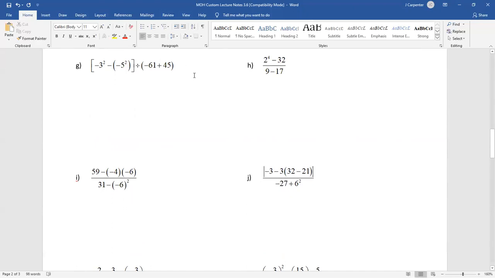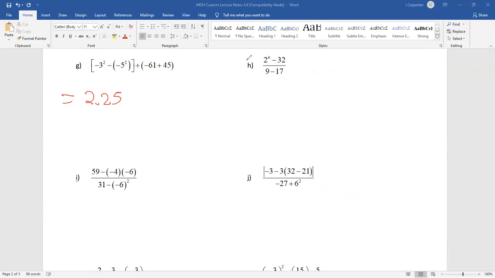We're going to skip G, in case you want to know. So negative 36 divided by negative 16, the answer should end up being 2.25. So try that on your own, a positive 2.25.